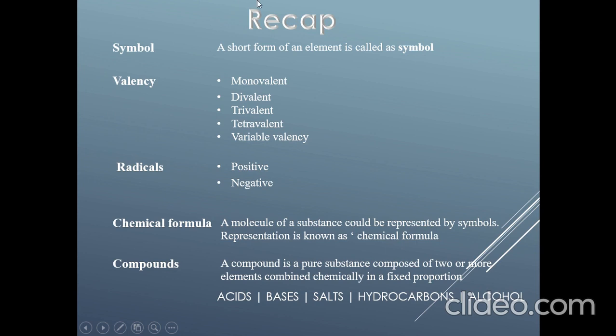Now let us take the recap of the lesson, things which we have learned. We have started with symbol. What is symbol? Symbol is a short form of an element. The symbol for carbon is C, the symbol for hydrogen is H, the symbol for oxygen is O, helium He, argon Ar, xenon Xe.